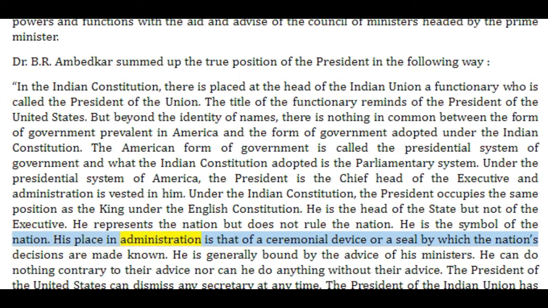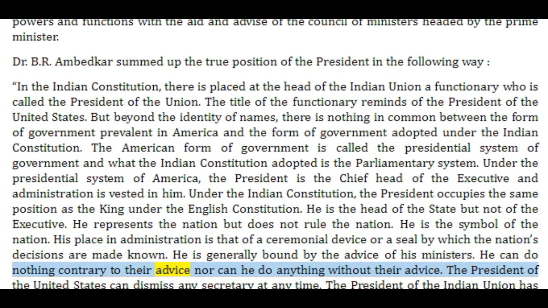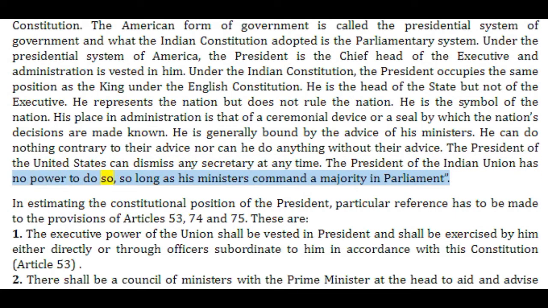His place in administration is that of a ceremonial device or a seal by which the nation's decisions are made known. He is generally bound by the advice of his ministers. He can do nothing contrary to their advice, nor can he do anything without their advice. The President of the United States can dismiss any secretary at any time. The President of the Indian Union has no power to do so, so long as his ministers command a majority in Parliament.